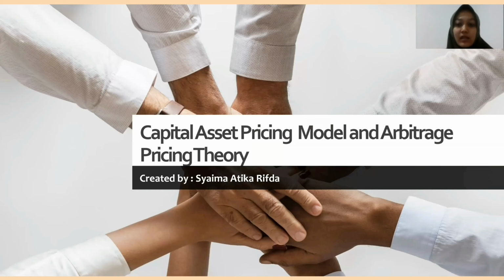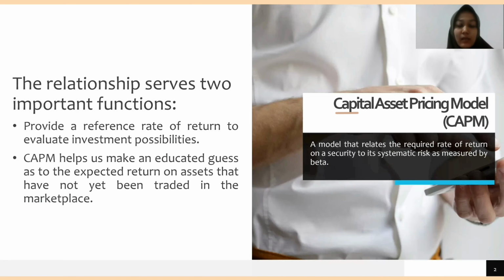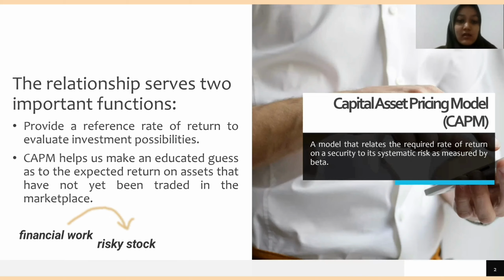Capital asset pricing model and arbitrage pricing theory. So the first one, let's see what the capital asset pricing model means. It is a model that relates the required rate of return on a security to its systematic risk as measured by beta. Actually, the capital asset pricing model is widely used in the financial world to assess risky stocks and calculate the estimated return on risk for an asset and the cost of capital.